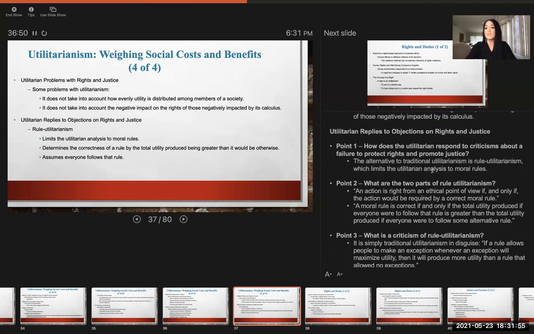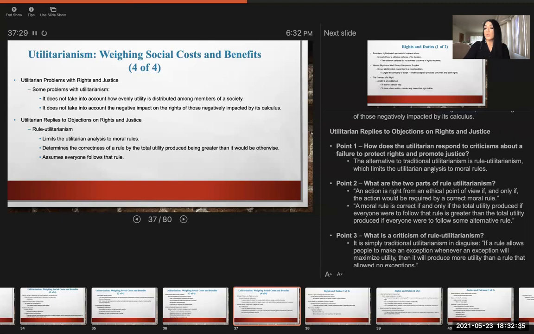So how does utilitarianism respond to criticism about the failure to protect rights and promote justice? Well, there's an alternative to traditional utilitarianism in rule utilitarianism, which limits the utilitarian analysis to moral rules. What are the two parts of rule utilitarianism? Well, an action is right from an ethical point of view if and only if the action would be required by a correct moral rule. A moral rule is correct if and only if the total utility produced, if everyone were to follow the rule, is greater than the total utility produced if everyone were to follow some alternative rule.